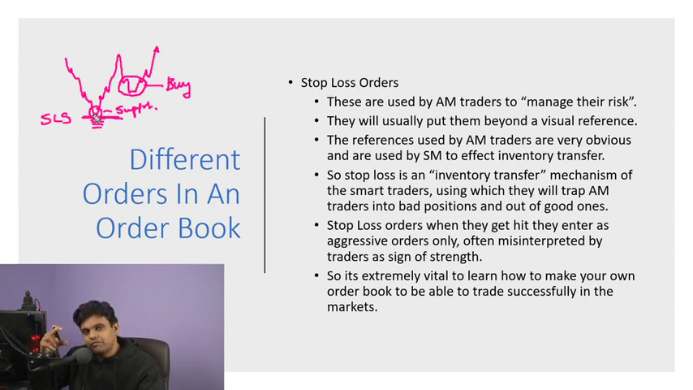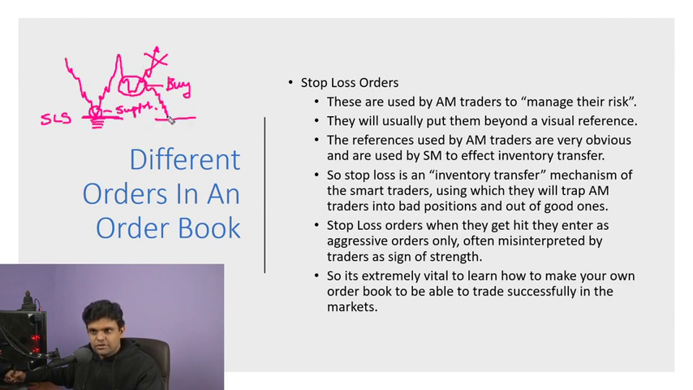But this way of putting a stop loss just below a very, very visual and easy to identify reference is how the amateur traders put their stop losses. These references are very, very obvious. And the smart traders are keeping a close watch on what these retail traders are doing. So what happens? Retail traders put their stop loss below such an obvious reference, expecting the prices to go higher. This does not happen. Prices slowly go down.